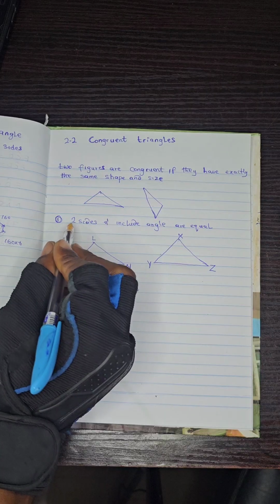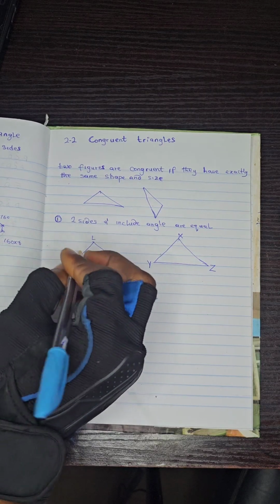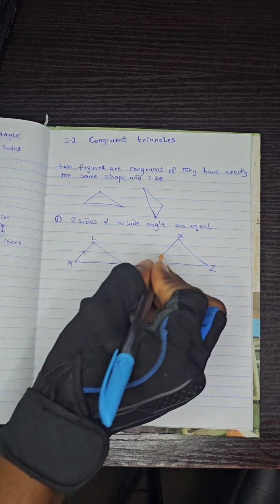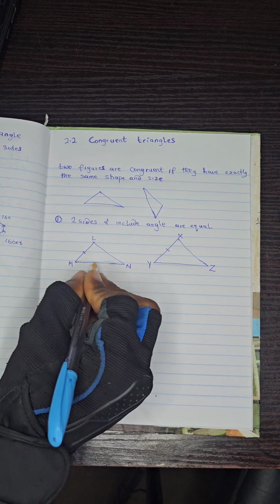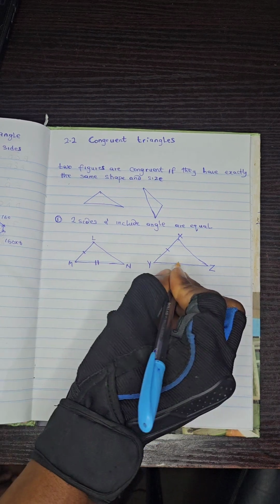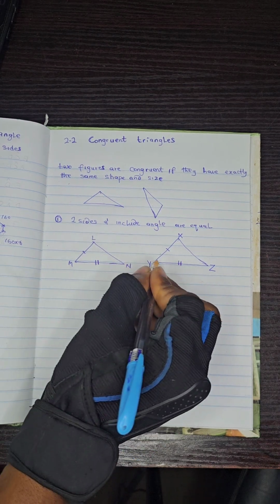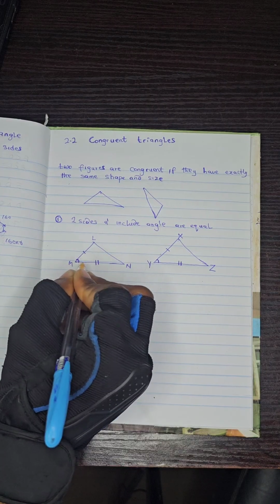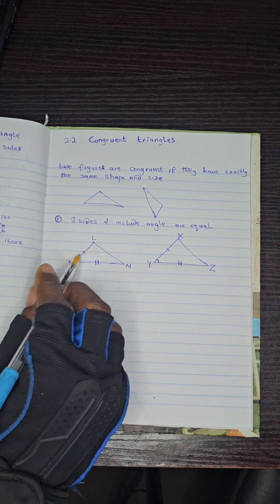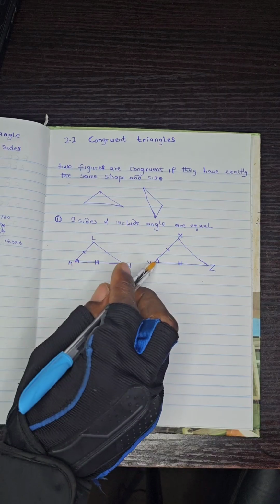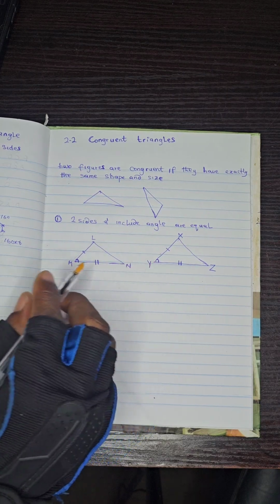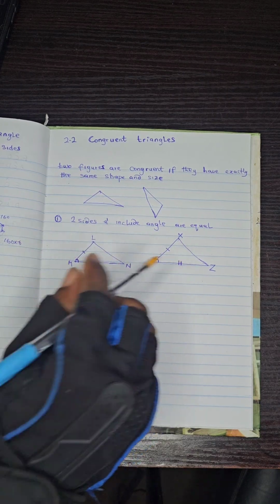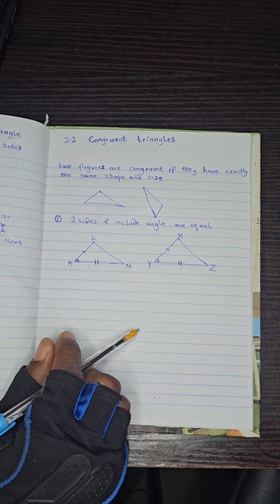So this first law simply says that if two sides are the same, and the included angle, what does it mean by included angle? The angle that is joining the two sides. See, these two sides meet at an angle, so this angle and this angle are also the same. You can now say that these two triangles are congruent.